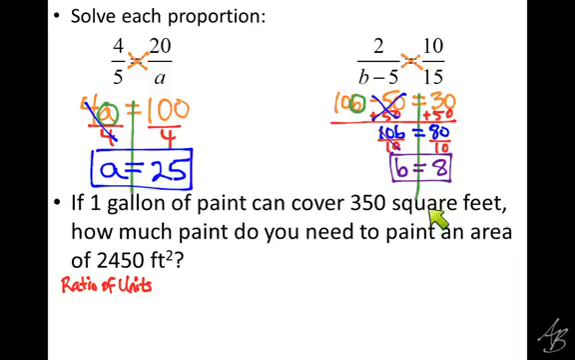So we could say square feet like this, or we can write feet squared. They actually mean the exact same thing. So we have gallons and square feet. Does it matter which one I put on top in my ratio of units? No. So I'm going to put gallons first just because that was what came first in the problem. And then on the bottom I'm going to put square feet.